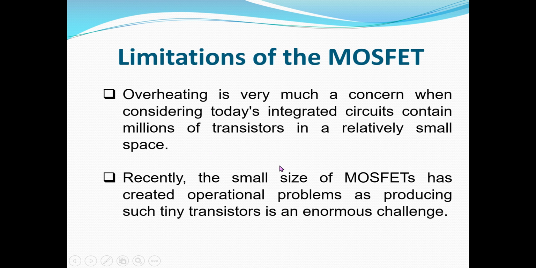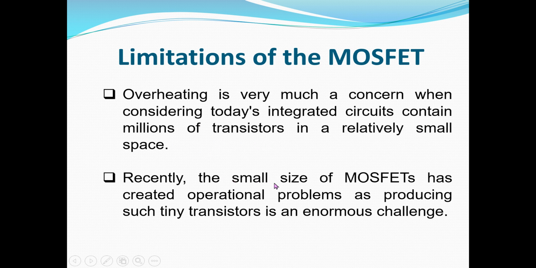Limitations. The limitation of MOSFET is that overheating is very much a concern in today's integrated circuits. Why? Because nowadays some billions of transistors are used to make up an integrated circuit. If all the transistors are working, then because of their rigorous working nature, a large amount of heat is produced, and because of that, overheating takes place. This overheating has become a bigger concern considering that today's integrated circuits contain millions of transistors in a relatively small space.